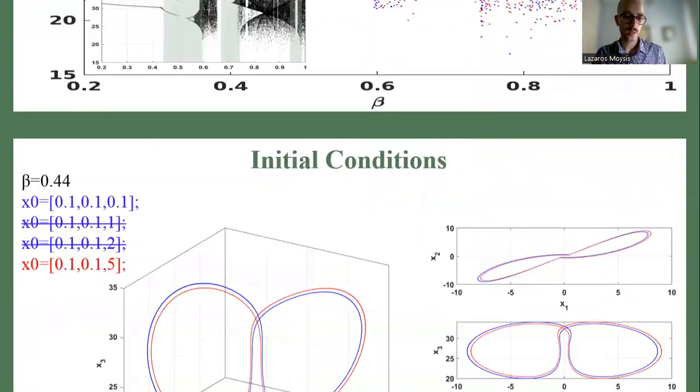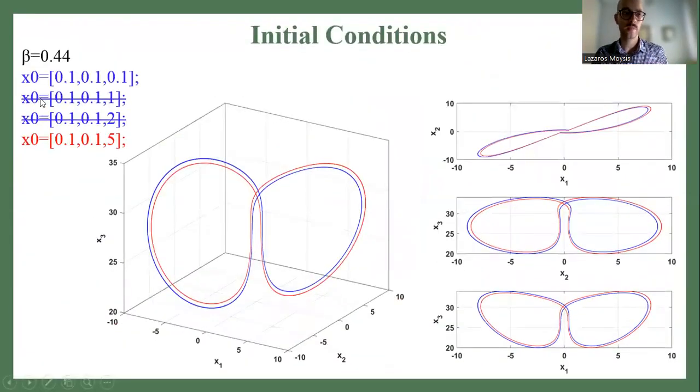So I'm doing this by doing this exact same thing. I set beta equal to 0.44, which is my parameter of interest. I simulate the system and I obtain the blue attractor, right, for these initial conditions.